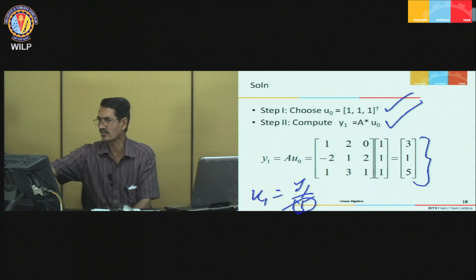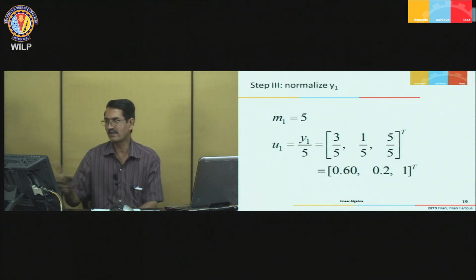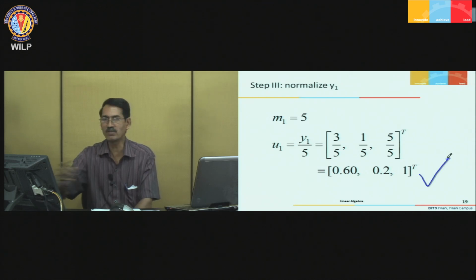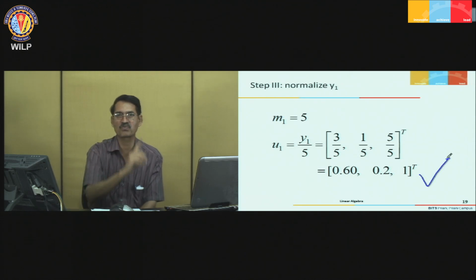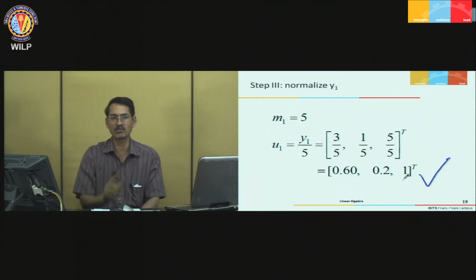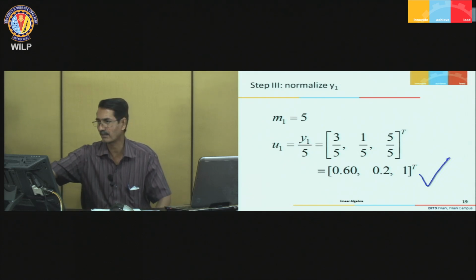So, let us see the next step. M1 is 5. I have explained the meaning of this normalizing factor M1. See that u1 is y1 by 5, that is 3 by 5, 1 by 5, 5 by 5, that is 0.6, 0.2 and 1, transpose of this. So, u1 is in the normalized form, because the highest quantity is 1 here. Therefore, the second step is to calculate A into u1.